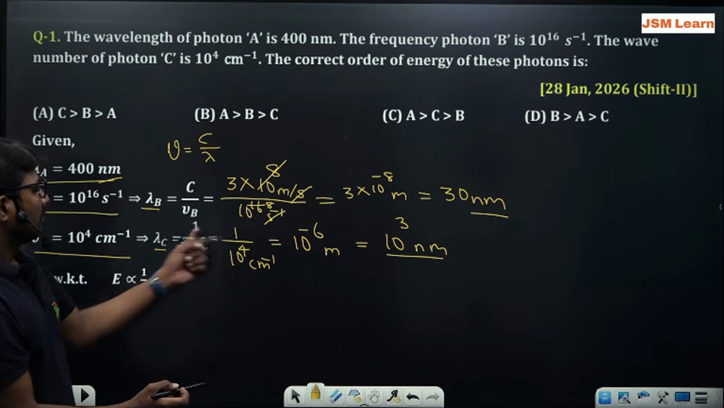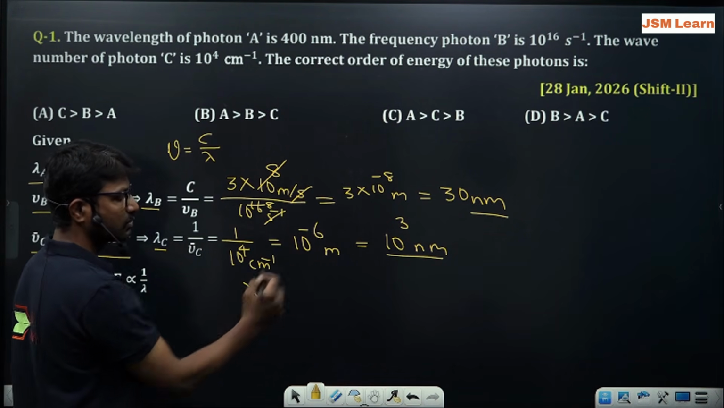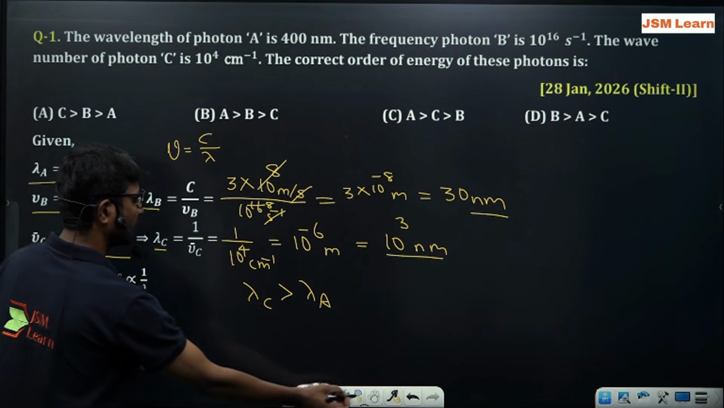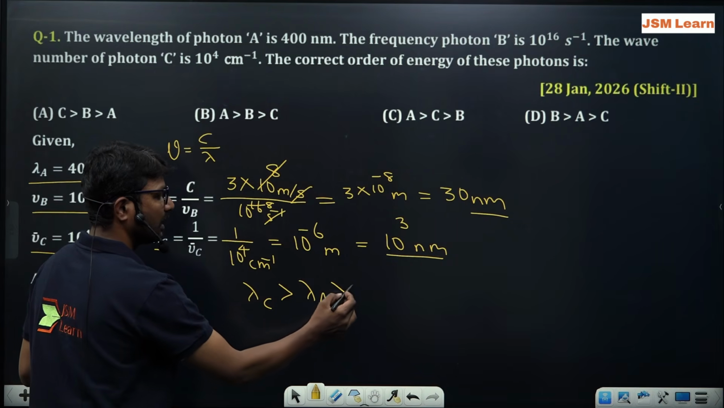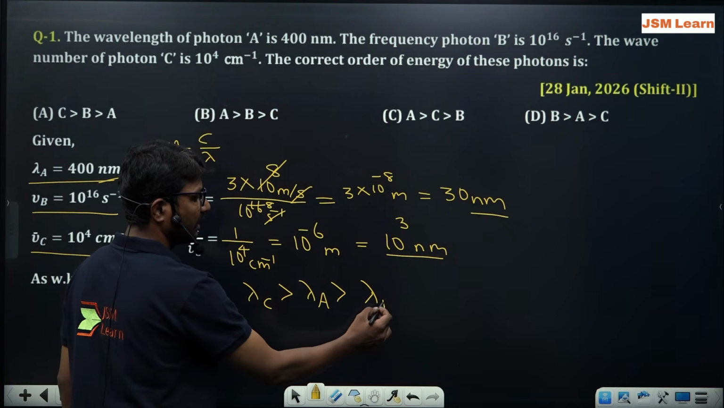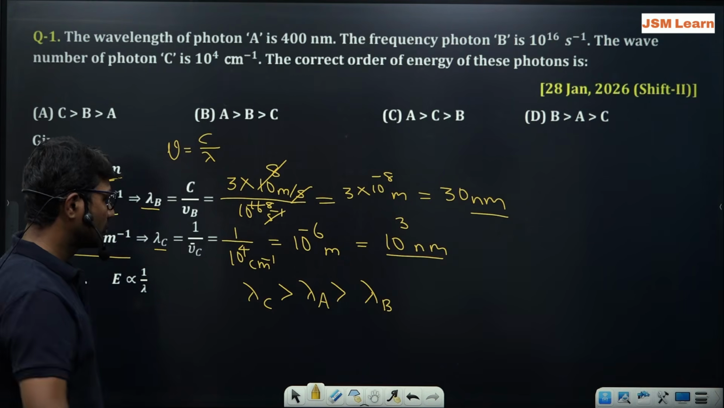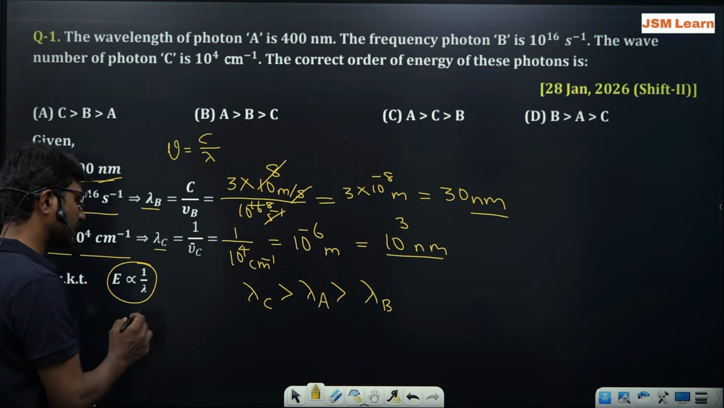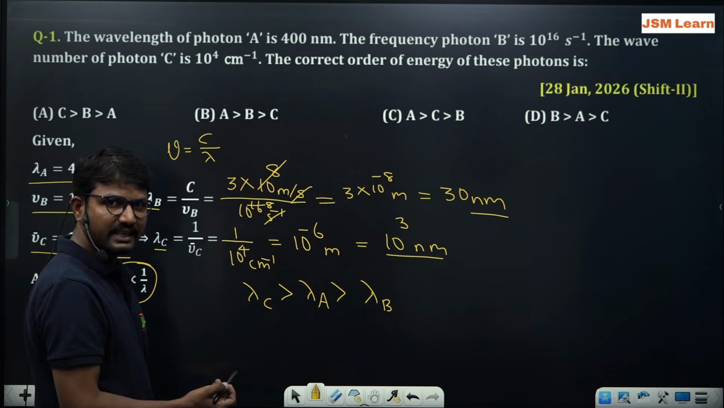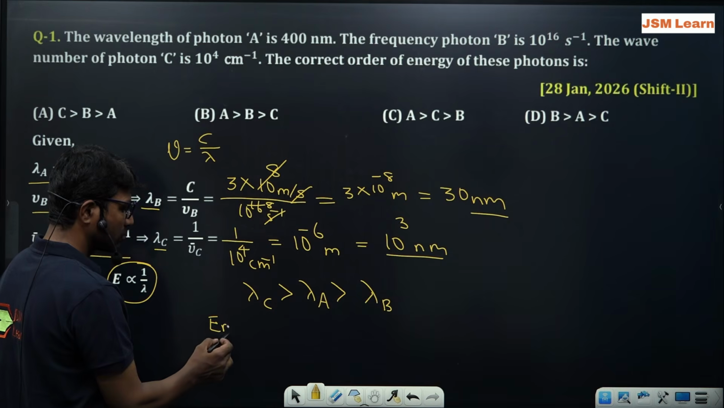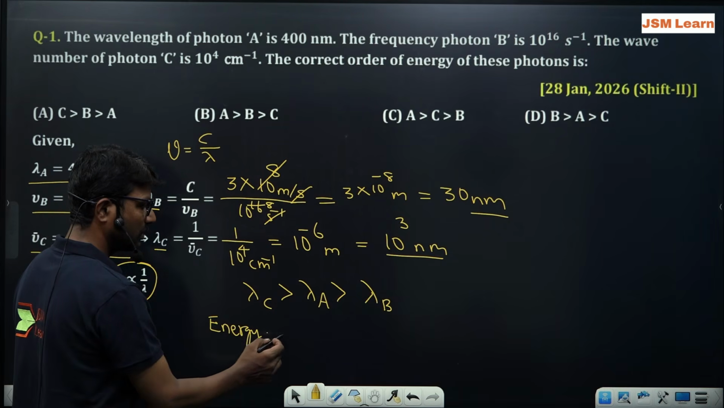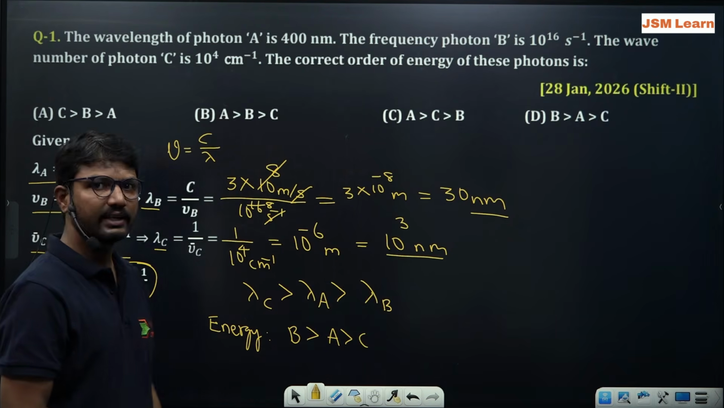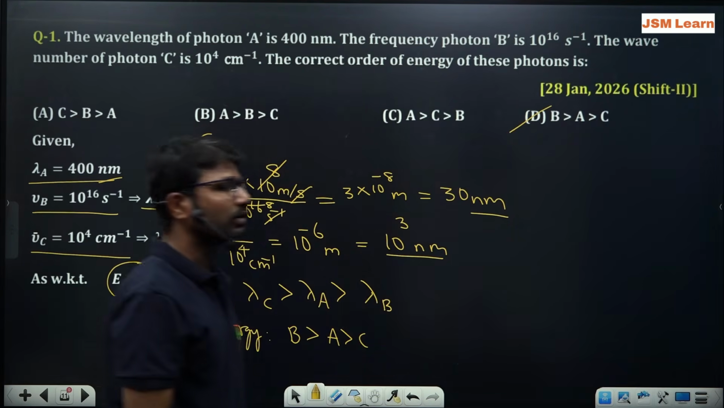You can see lambda C, which is 1000 nanometer, is much higher compared to lambda A, which is 400 nanometer. Then lambda B has the least value. As we know the relation, energy is inversely proportional to wavelength, so the photon which has the least wavelength will have the highest energy. So the energy order can be written as: energy of B is greater than energy of A, which is greater than energy of C. Here you can find option D is the correct one for this question.